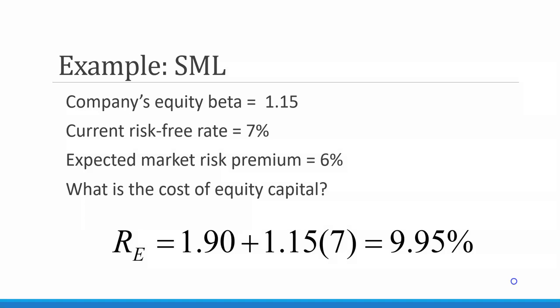So we're going to look at an example here. We have a company with a beta of 1.15. The current risk-free rate on the market is 7%, and our expected market risk premium is 6%. So what is the cost of equity capital? We get that we have a cost of equity, or required return on equity, of 9.95%. They're using 1.9 for the risk-free rate.